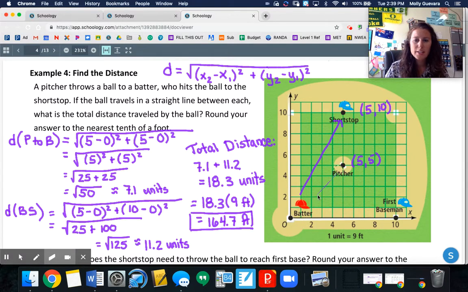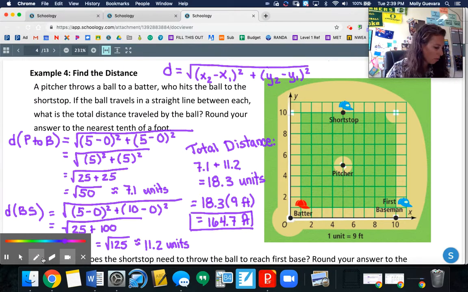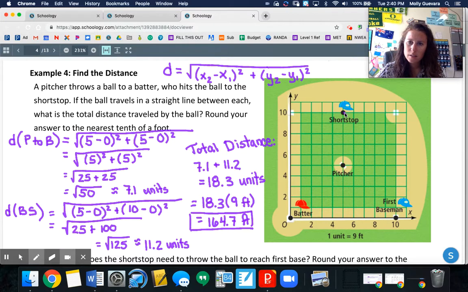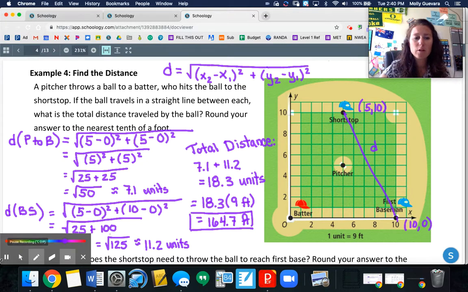Now, if I get rid of this, there is a try it. So looking on your paper, I'm just going to read it because we kind of want to keep this image up, right? So the try it says, how far does the shortstop need to throw the ball to reach first base? Meaning, it's a lot harder for me to draw it at this angle. What is this distance right here? That's what it's saying. And it says round your answer to the nearest tenth of a foot. So you will have to find your answer in feet, not just in units. We already know that this coordinate is 5, 10. And looking here, this coordinate is 10, 0. So using that, find the distance from the shortstop to the first baseman. When you're done, go ahead and hit play, and then we'll go over it.